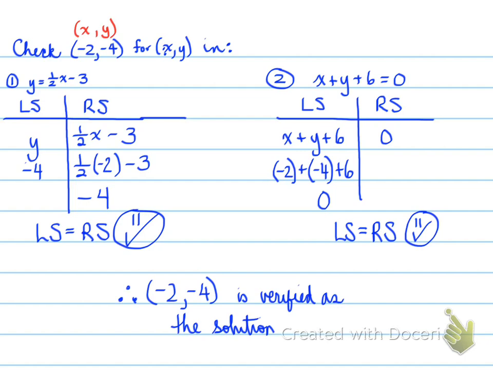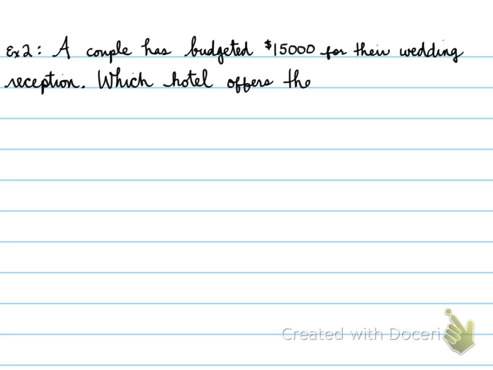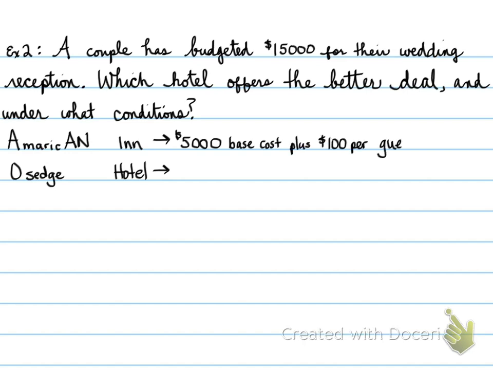All right, let's try another example. Example 2. A couple has budgeted $15,000 for their wedding reception. Which hotel offers the better deal and under what conditions? So we got American Inn and Osage Hotel. American Inn has a $5,000 base fee just to rent the hotel conference room for the wedding. That's a base cost. Plus, there's a $100 fee per guest attending the wedding.